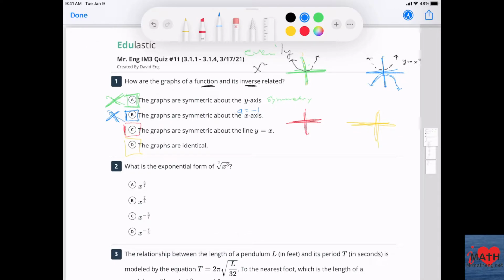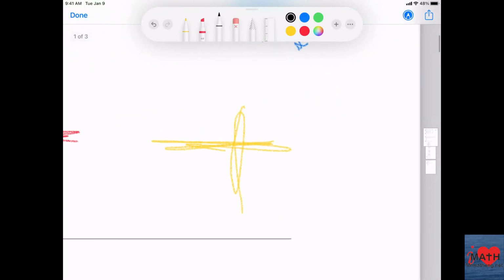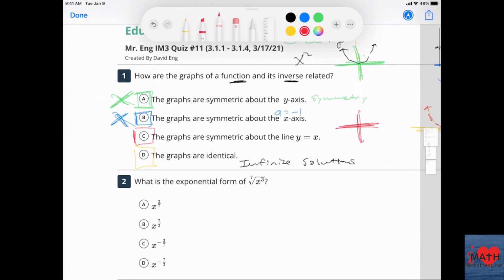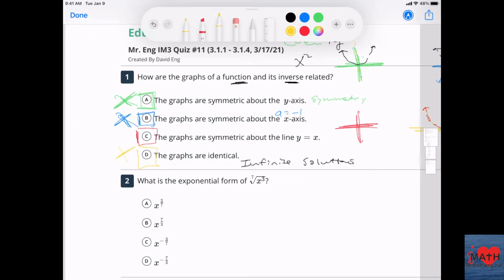And let's do D. The graphs are identical basically means that this would be something we call an infinite amount of solutions. Infinite solutions. And basically what the graph would be is if I had this graph here in yellow, and then the same graph as I go over the yellow and red, every time they're touching is a solution. So there's infinitely many dots, so that would be that case, identical, but it's not that one either. The answer is C.